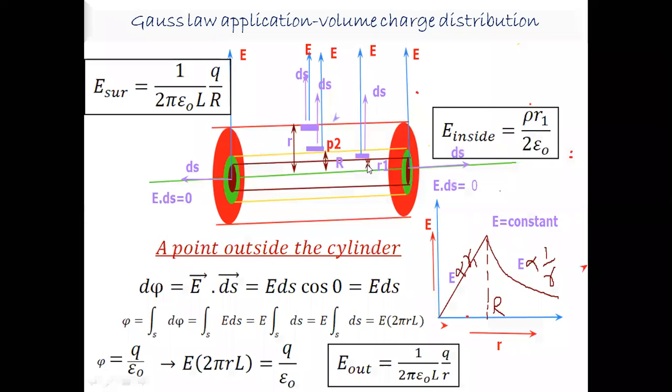Let us see the application to volume charge distribution in the case of a uniformly charged non-conducting cylinder. In the last class, we discussed Gauss law application for a uniformly charged conducting sphere and a non-conducting sphere. This is also a volume charge distribution. Observe the figure here. The yellow color cylinder denotes the uniformly charged non-conducting cylinder with radius capital R, and the charge Q is distributed throughout this volume, with surface charge density sigma and volume charge density rho.